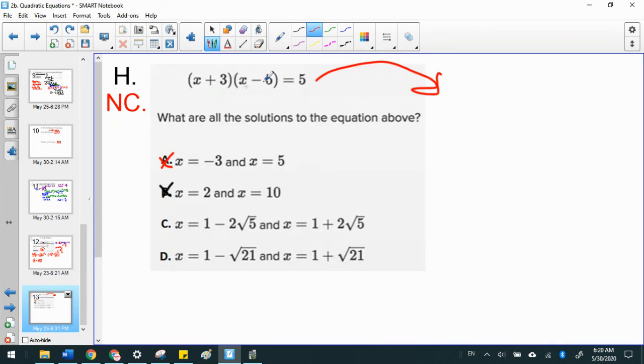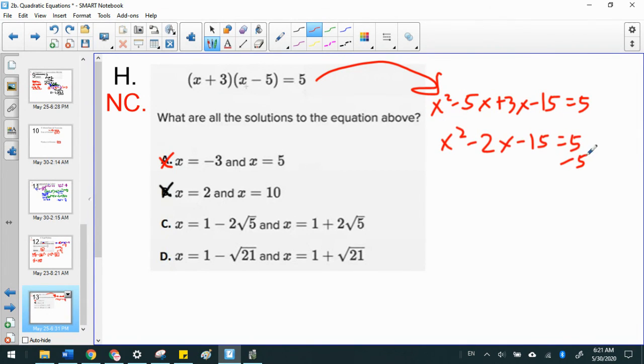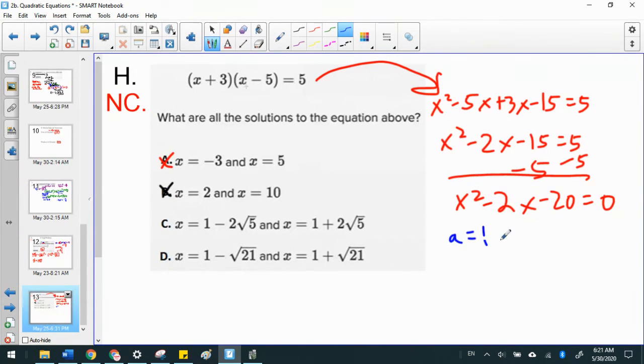So I'm going to distribute this so that I get x squared minus 5x plus 3x minus 15 is equal to 5, and then I get x squared minus 2x minus 15 equals 5. Minus 5 on both sides, and we get x squared minus 2x minus 20 equals 0. And then from here, we now can decide what a, b, and c are going to be. From here, we can either factor it, or we can use the quadratic formula.